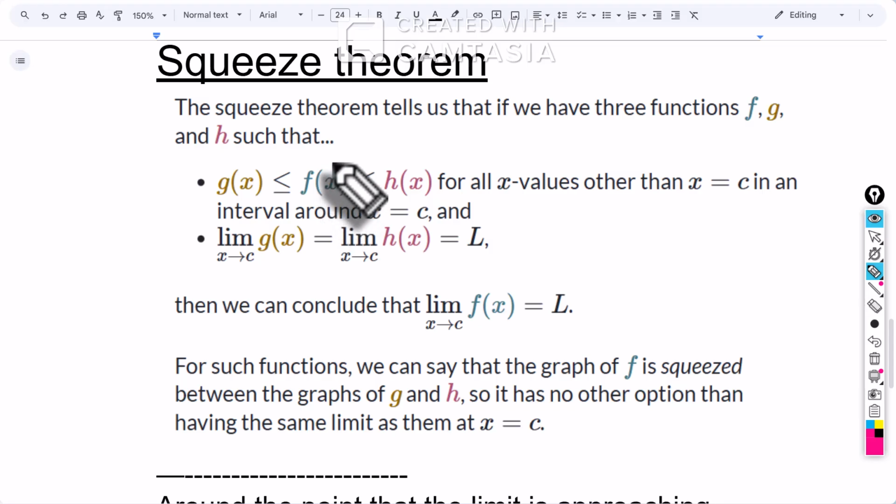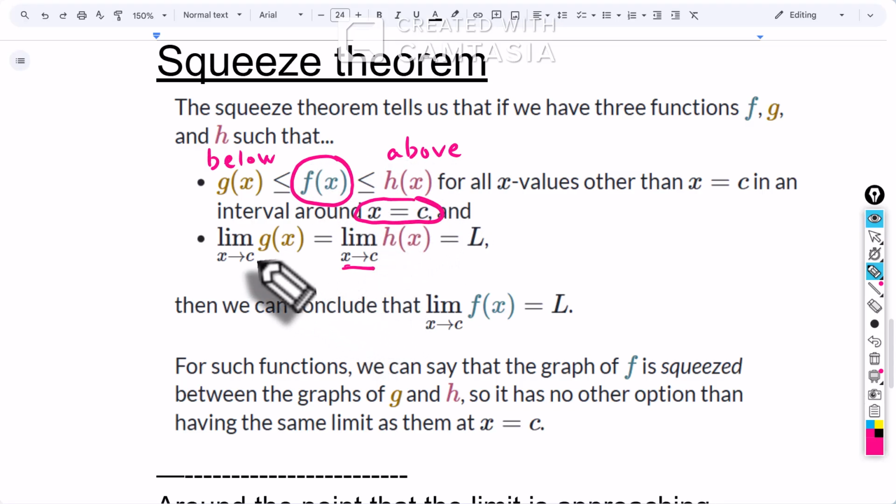So the bottom line is this function here is the original function. One function is going to be above it, of course the one that's greater than, and the other function is going to be below the original. One is above and one is below. And it has to be, if we're doing the limit as x approaches c, this has to be true around the point x equals c.